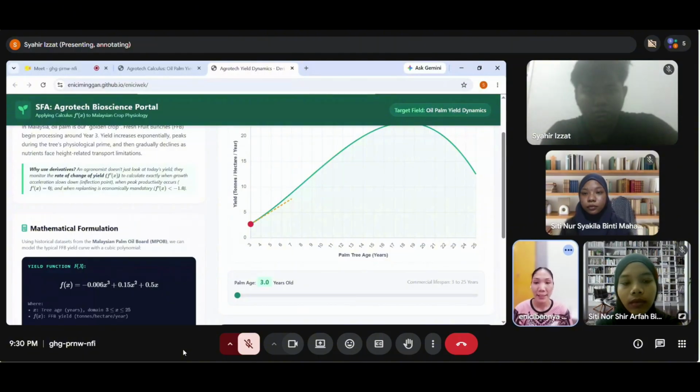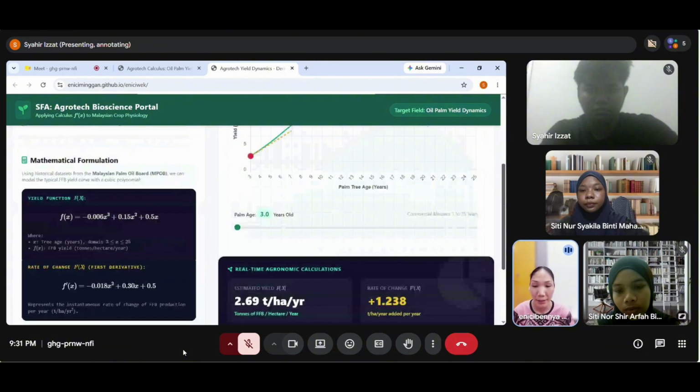Okay, let me explain about the graph. First, we calculate f of 10. It is negative 0.006 multiplied by 1000 plus 0.15 multiplied by 100 plus 0.5 multiplied by 10. That is negative 6 plus 15 plus 5. So the result is 14 tons per hectare per year.